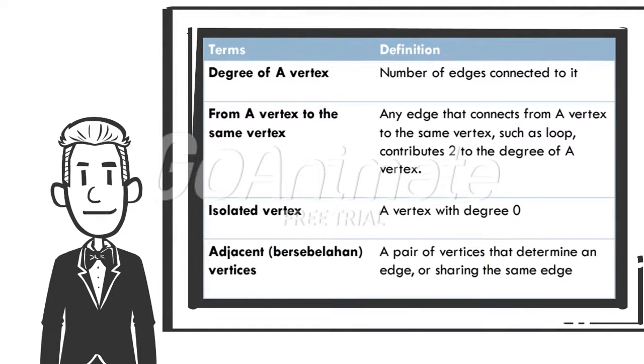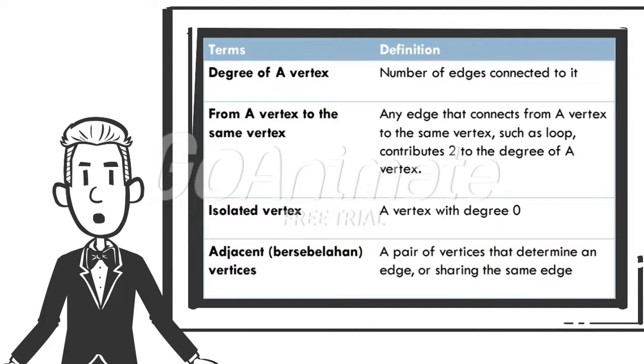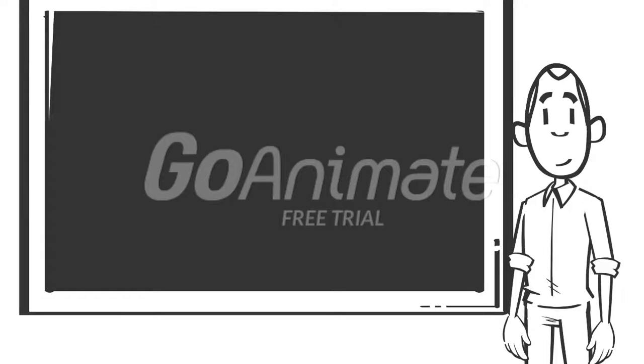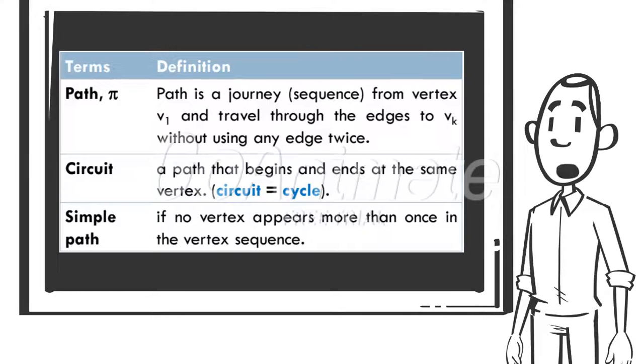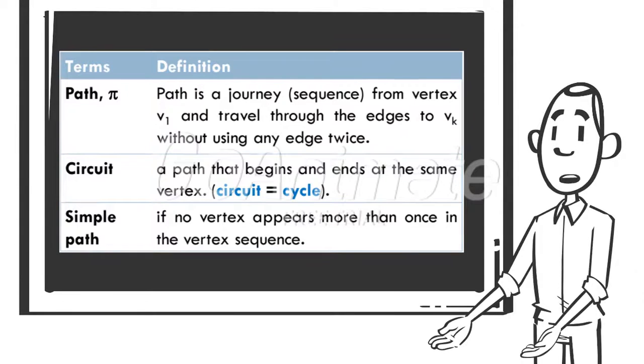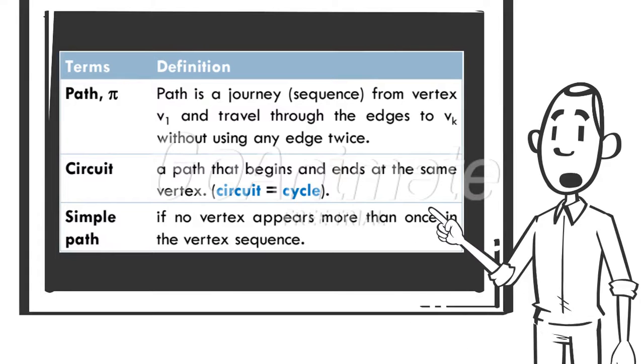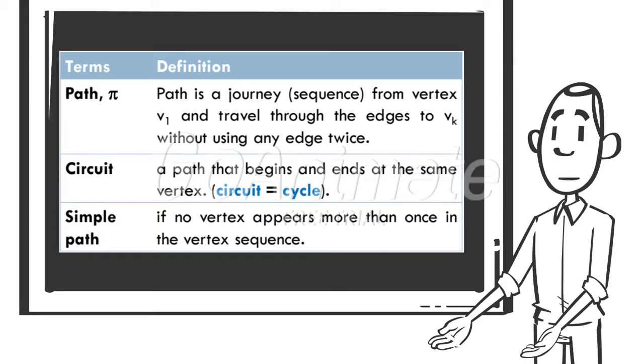Now Syazwan will go through some other terms necessary to the topic. Hi there, I'm Syazwan. How are you doing so far? Now let's take a look at another table. Firstly, you need to understand what a path is. As you can see in the table here, a path is represented by the pi symbol. Keep in mind that a path is a sequence from one vertex to another vertex, without passing any edge twice.